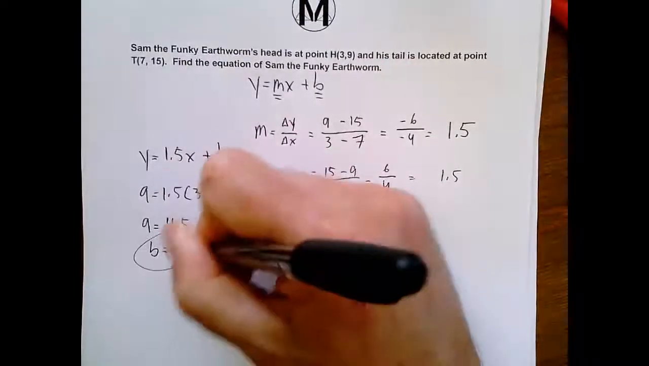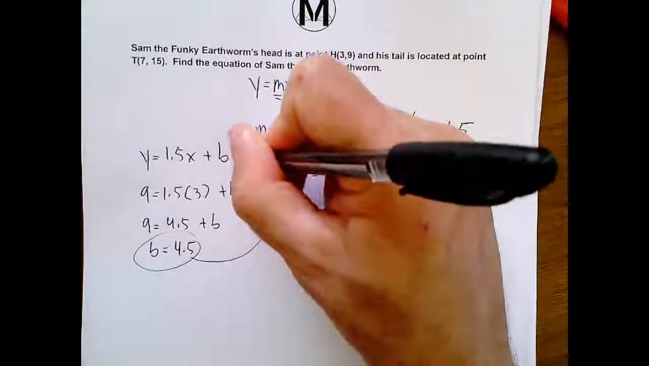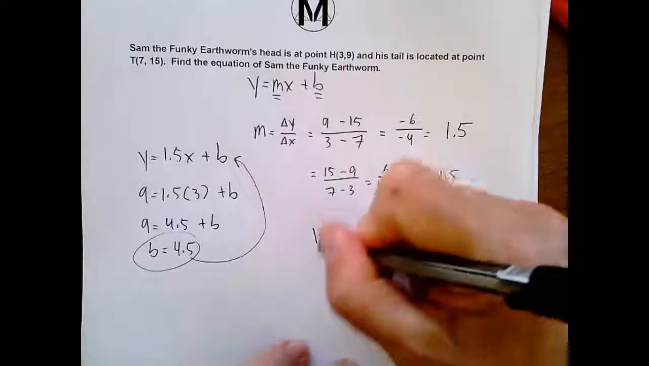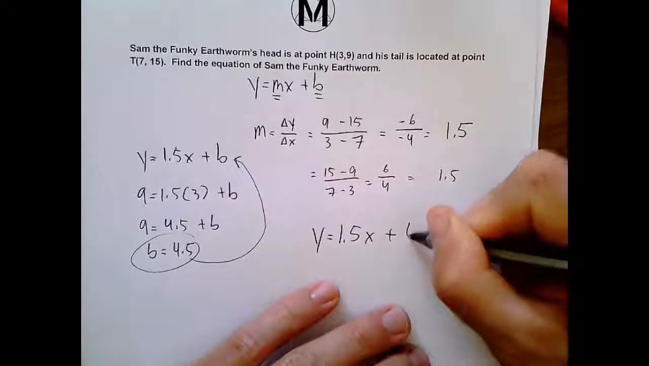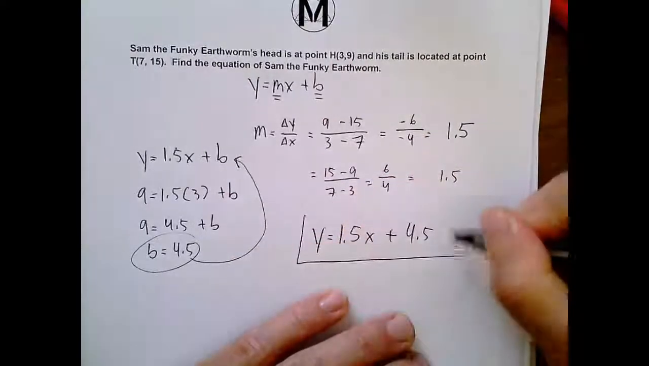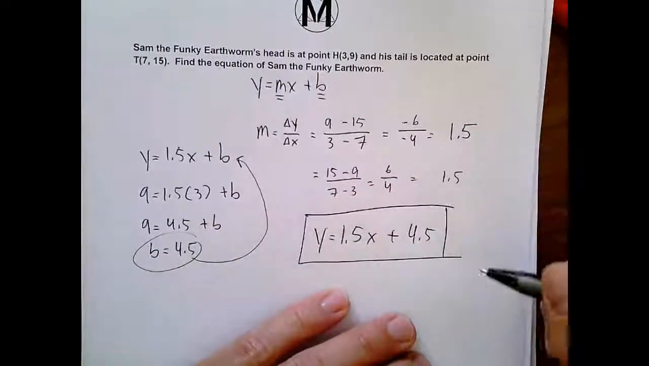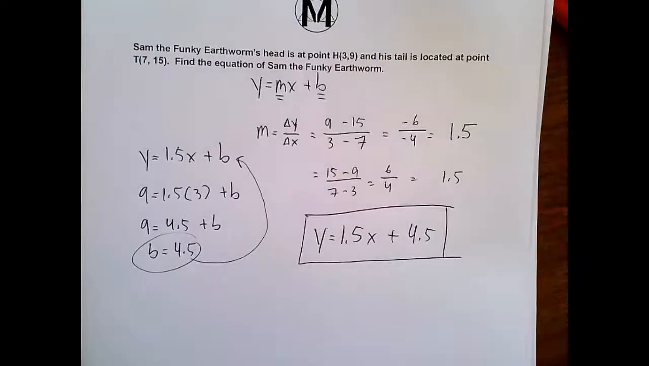And that is your y-intercept. You just plug that right there. That's your b value. So you say y is 1.5x plus 4.5. And there you go. You have just modeled the equation that represents Sam, the funky earthworm.